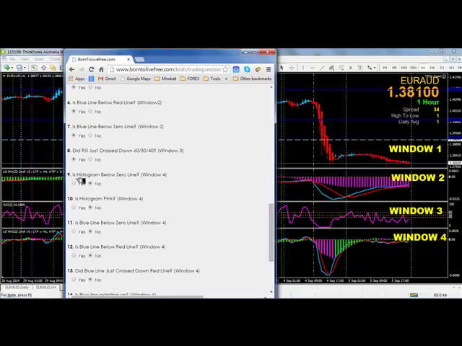Question 9. Is the histogram below the 0 line in window 4? Yes, it is. Question 10. Is the histogram pink in window 4? Yes, it is. Question 11. Is the blue line below the 0 line in window 4? Yes, it is. Question 12. Is the blue line below the red line in window 4? Yes, it is.